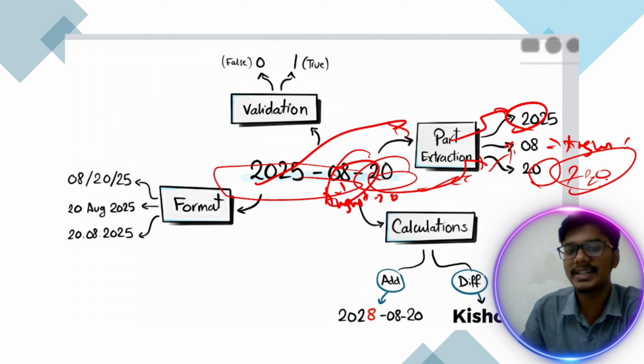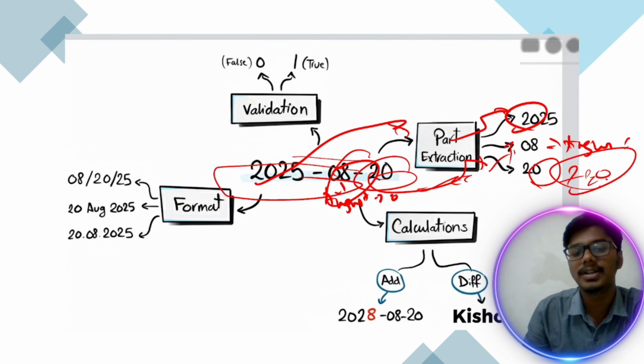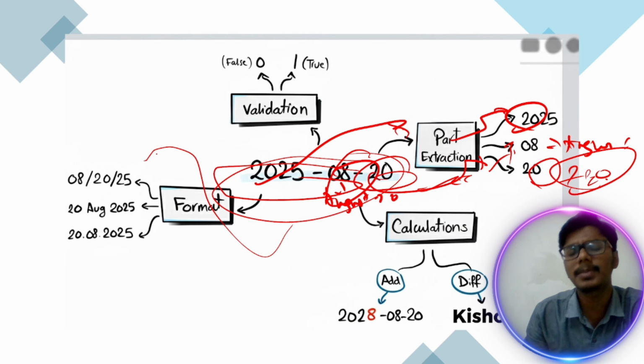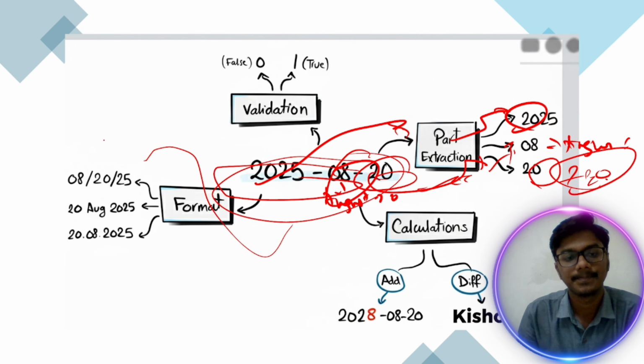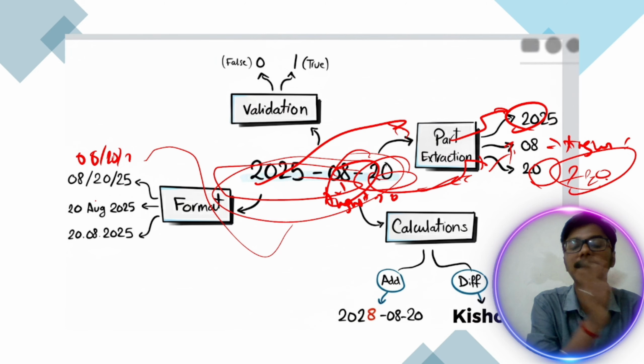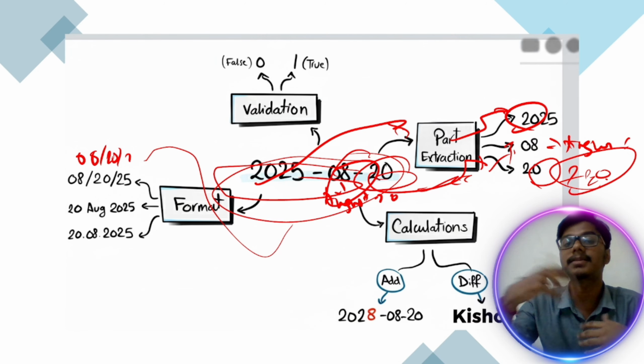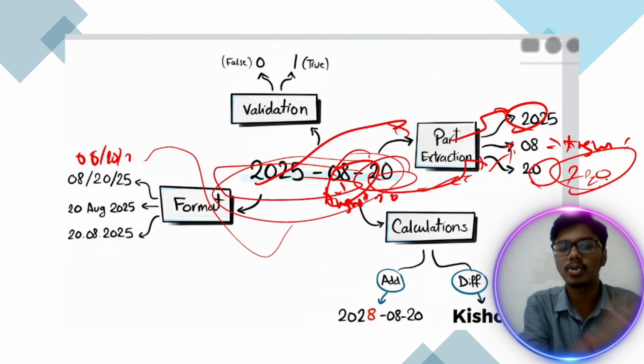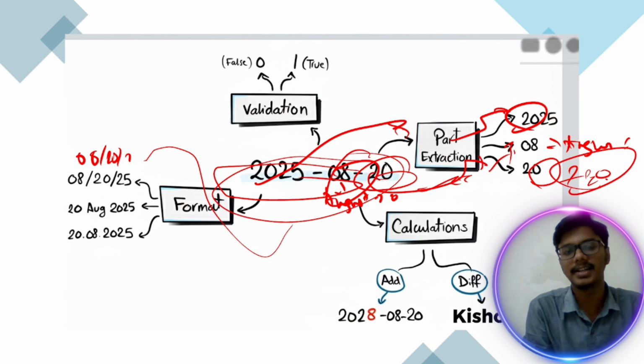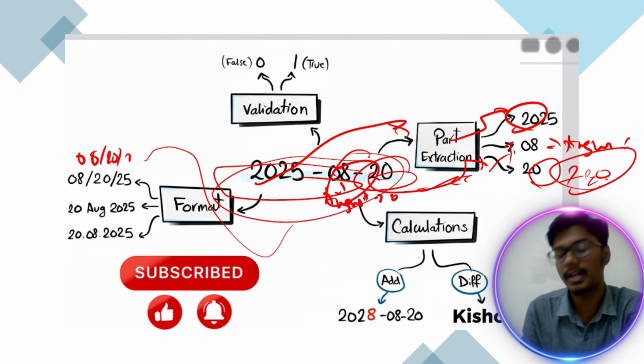What is meant by format and casting? Consider this example. I want to format a date, say 20th August 2025. If I want the month name in the middle, as words, meaning 20 August 2025, that is a formatting case. That's why we go to format and casting.